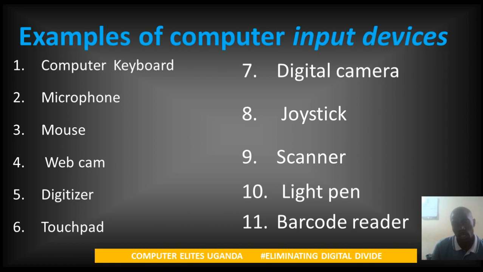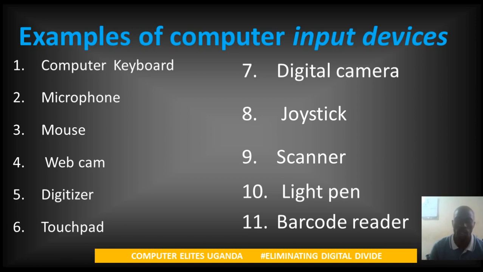Then we have the digital camera. A digital camera captures images and converts them into digital form, so we use it also as an input. We have a joystick, specifically used in controlling video games. We have a scanner, which is also used to convert images into digital form. We have a light pen, and lastly we also have the barcode reader. So those are some of the examples of devices categorized as input devices.